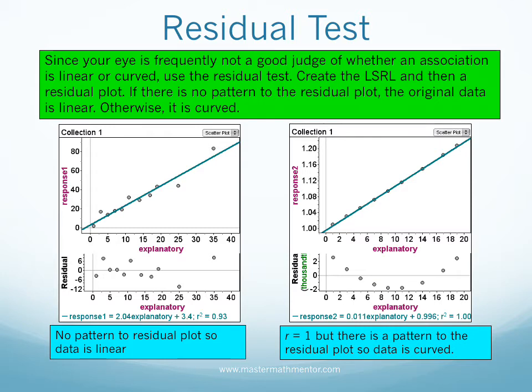In the leftmost example, the data looks like it is linear. When we create a residual plot, we see no pattern to the residuals, so that confirms that the data is best described as a linear association. The eye can fool you. In the right example, the data appears perfectly linear, and when we find the least squares regression line, we find that r equals 1, telling you it is perfectly linear. But when we create a residual plot, we find that there is a pattern to it. That tells you that the original data is best described by a curve and not a line.